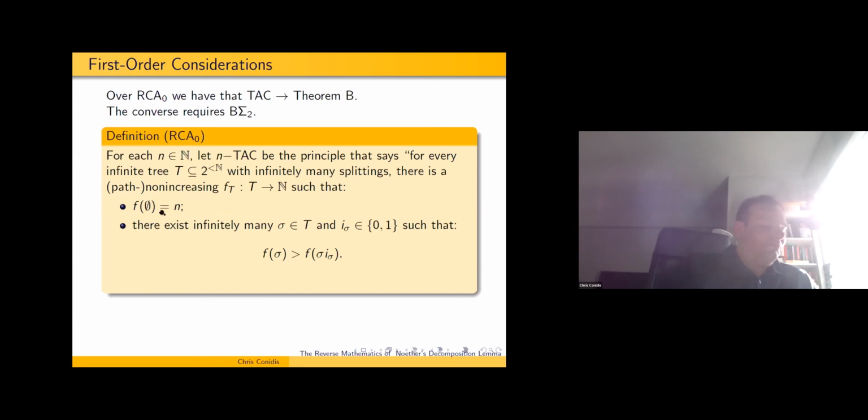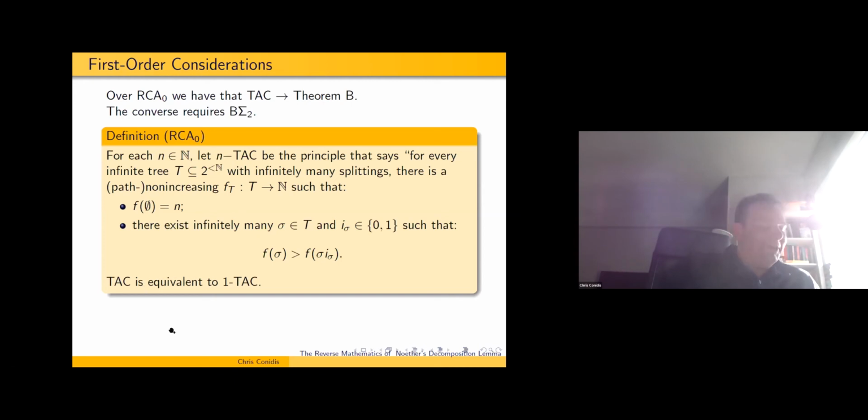And then the other thing I'm going to require of this function, in order to make it interesting at all, is that I need infinitely many nodes at which the function decreases when you move from a node to its successor node, to either one of its children, one or the other, maybe both. So here, I am asserting the existence of this function f.